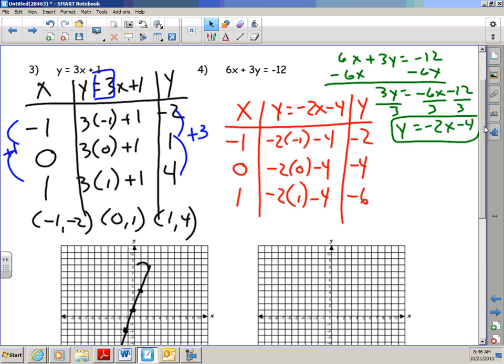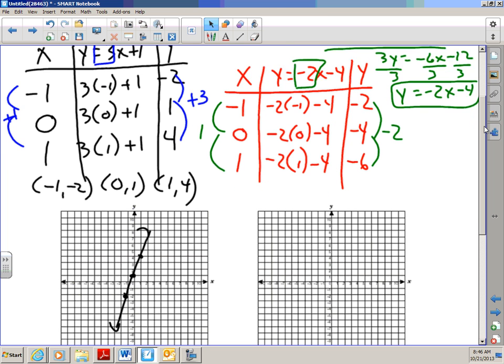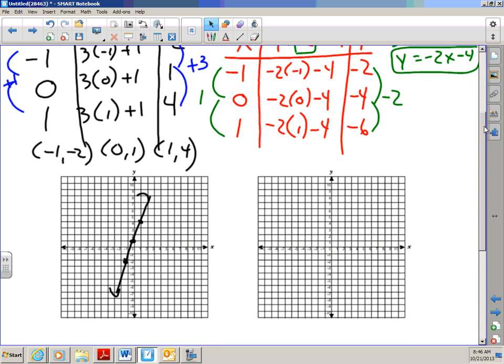Again, you'll notice x and y are changing. Y is changing by -2, x is changing by 1. That is my slope of -2. No coincidence. That's the way it works. That's how it's all intertwined. So now I'm going to plot those three coordinates, -1, -2, which is here, 0, -4, and 1, -6. They form a nice straight line, and I am done.